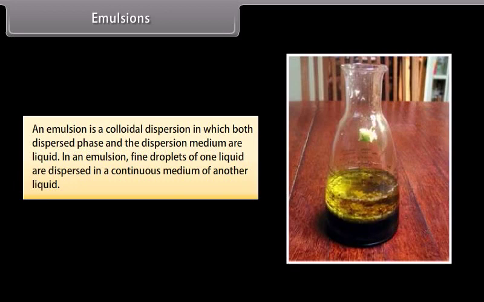Emulsions. An emulsion is a colloidal dispersion in which both dispersed phase and the dispersion medium are liquid. In an emulsion, fine droplets of one liquid are dispersed in a continuous medium of another liquid. Emulsions are of two types: oil in water and water in oil.